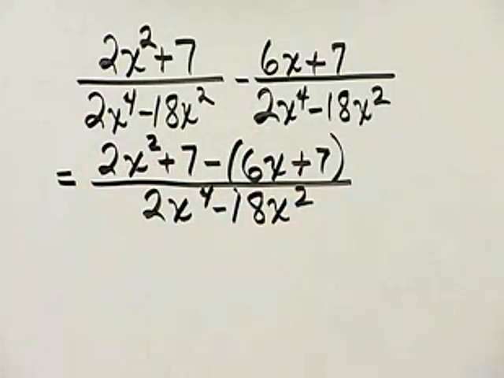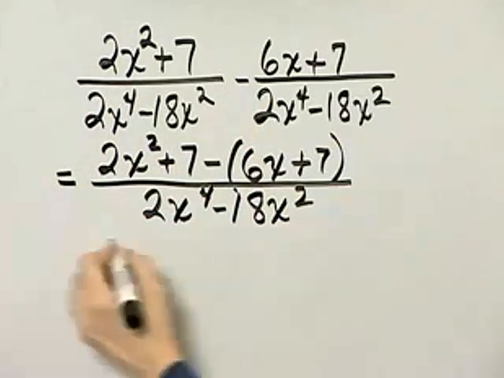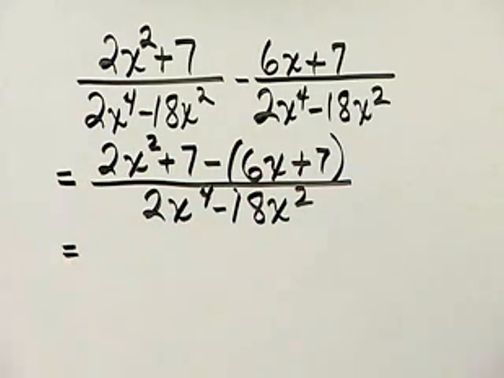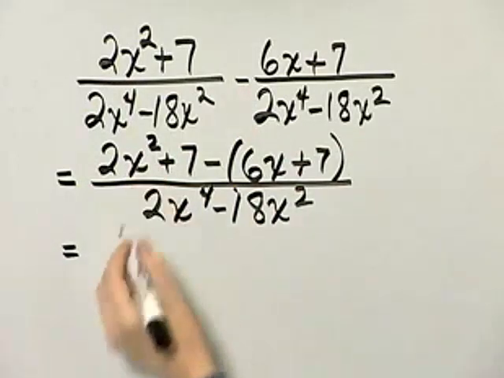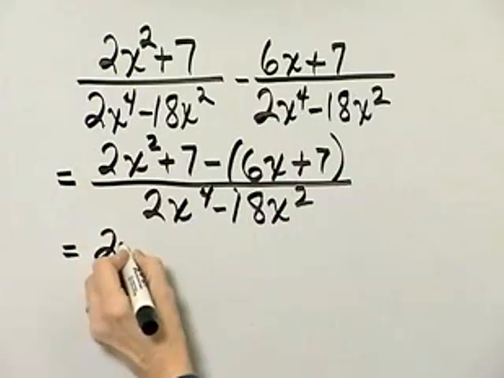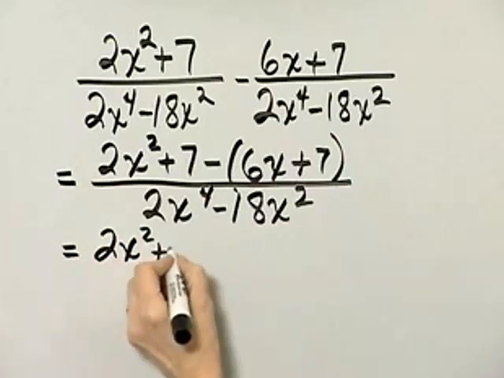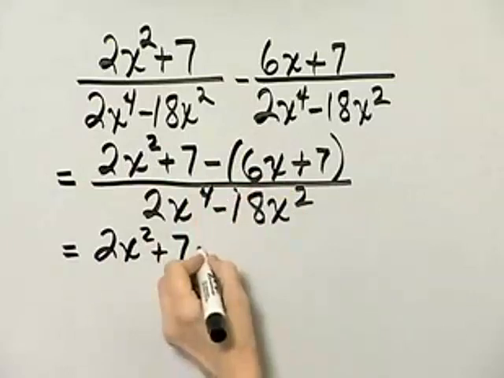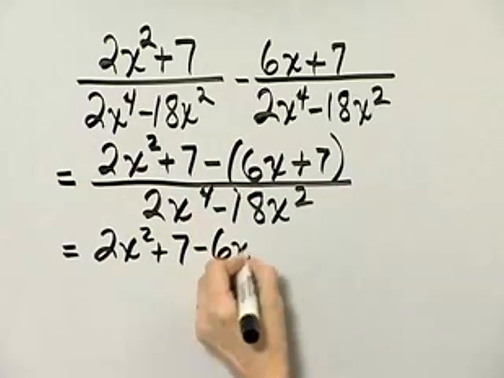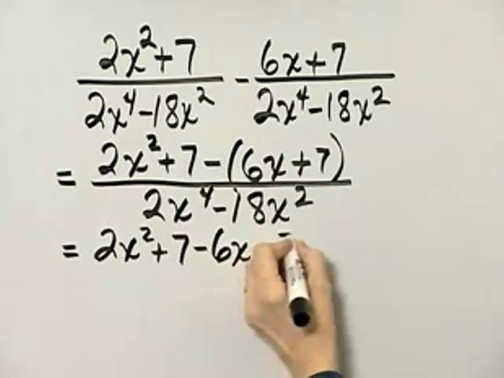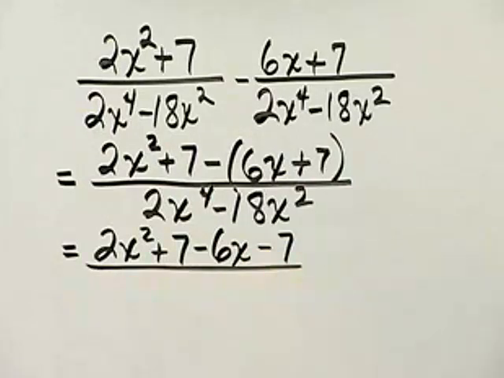Now, let's start simplifying the numerator, and at the same time try to see if there's any factoring we can do in the denominator, just trying to simplify. So in the numerator, I have 2x squared plus 7, and then that's minus 6x, and then minus 7. Be very, very careful. In the denominator, notice I can factor out a common factor of 2x squared.